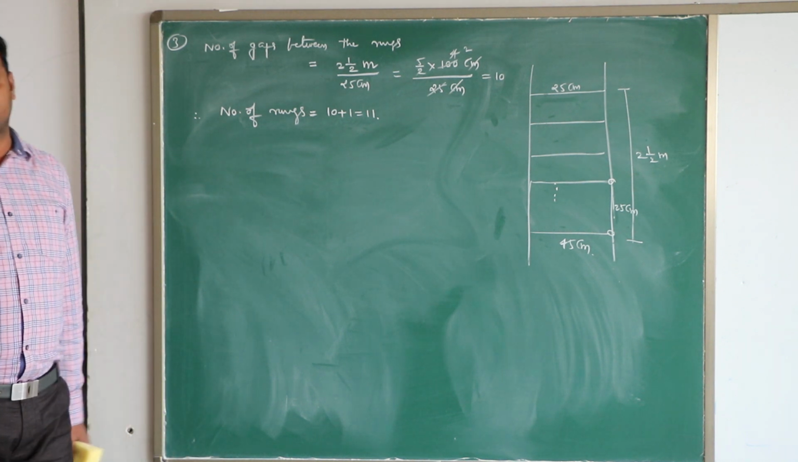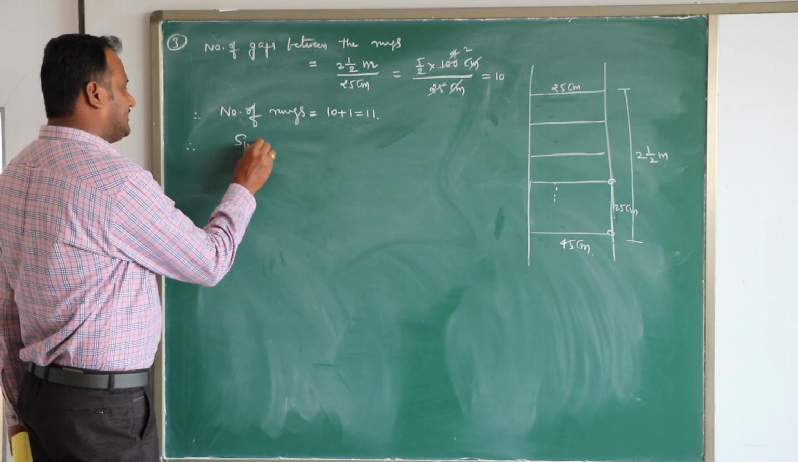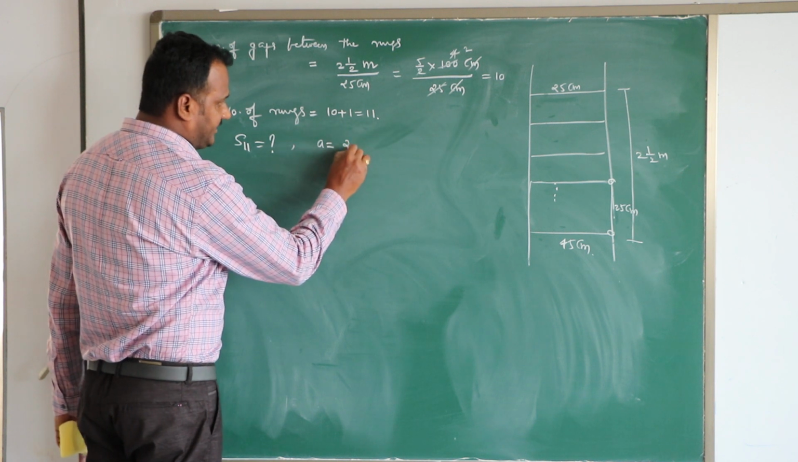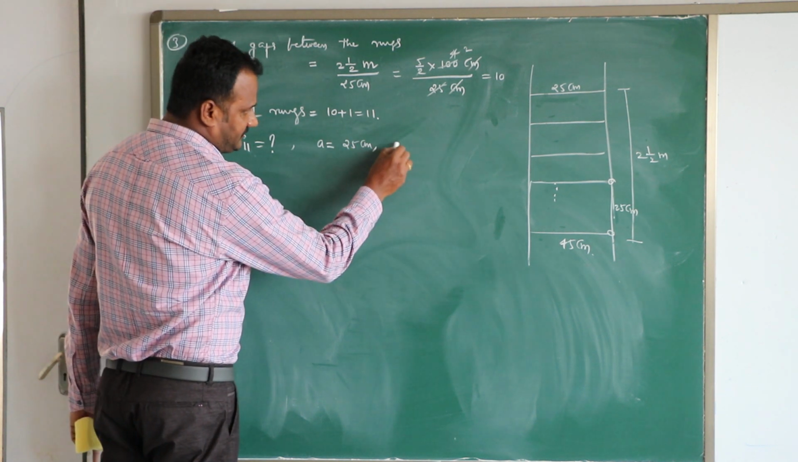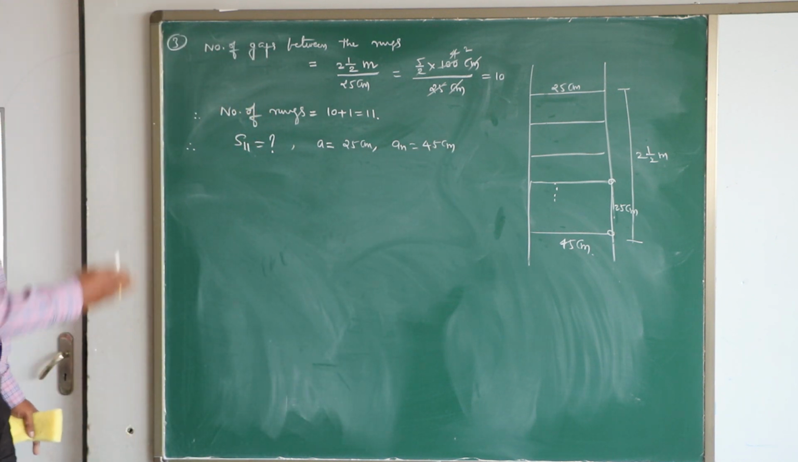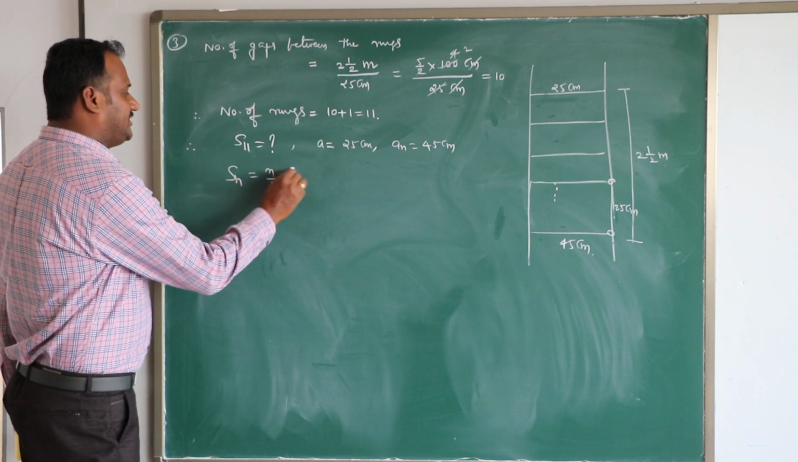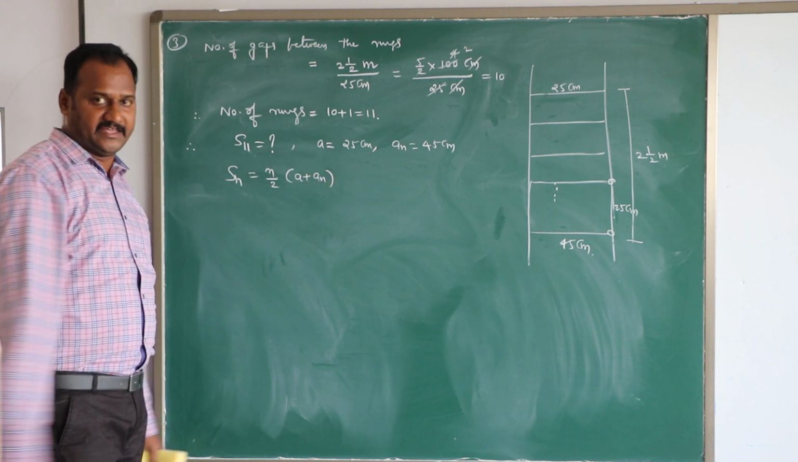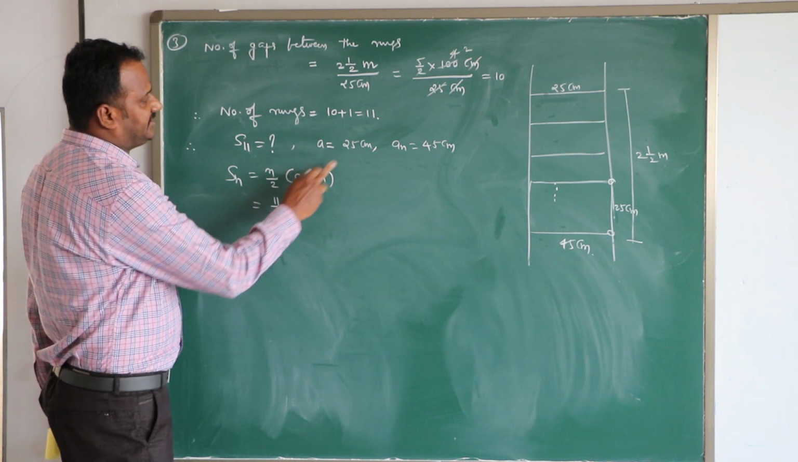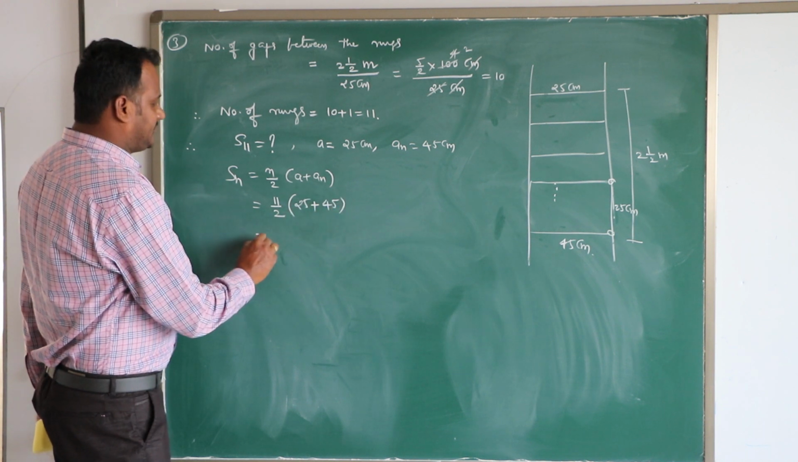So we are going to calculate the sum of 11 terms of the arithmetic progression. Therefore, S11 is equal to how much? Where the value of a is equal to 25 centimeters and the value of an is equal to 45 centimeters. So what is the formula involving all these three? Therefore, Sn is equal to n by 2 times (a plus an), where n is equal to 11. So 11 upon 2 times (a is 25 and an is 45). What is 25 plus 45?